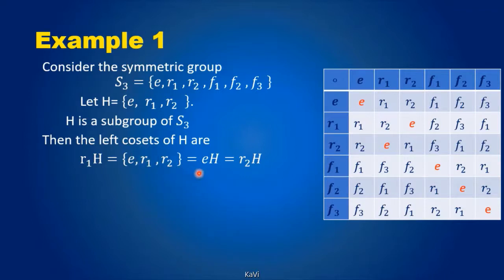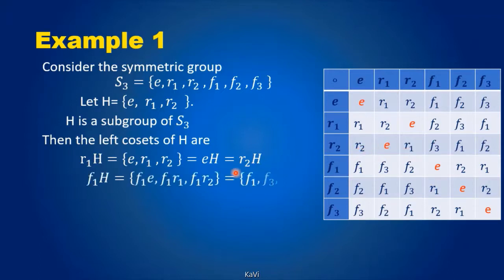Similarly, when you find E into H, you will have E, R1, R2 only. Similarly, R2 into H will also result in the elements of H. You can see from this row, R2 into H, the elements are these three only. So in this row we can see that R2 when multiplied with each element of H will result in an element of H alone.